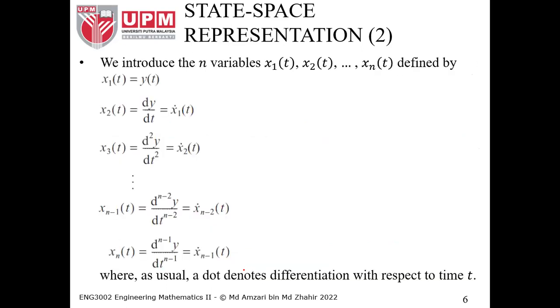Here we introduce n variables x in terms of t: x_1(t), x_2(t), up to x_n(t). Then x_1(t) is equal to y(t). x_2(t) is the differentiation of y(t), which is dy over dt, and we call it x dot 1(t). x_3(t) is the double differentiation of y, so it is x dot 2(t). When you use dot 2, it means the double differentiation, d squared y over dt squared, and the rest. This is the formula.